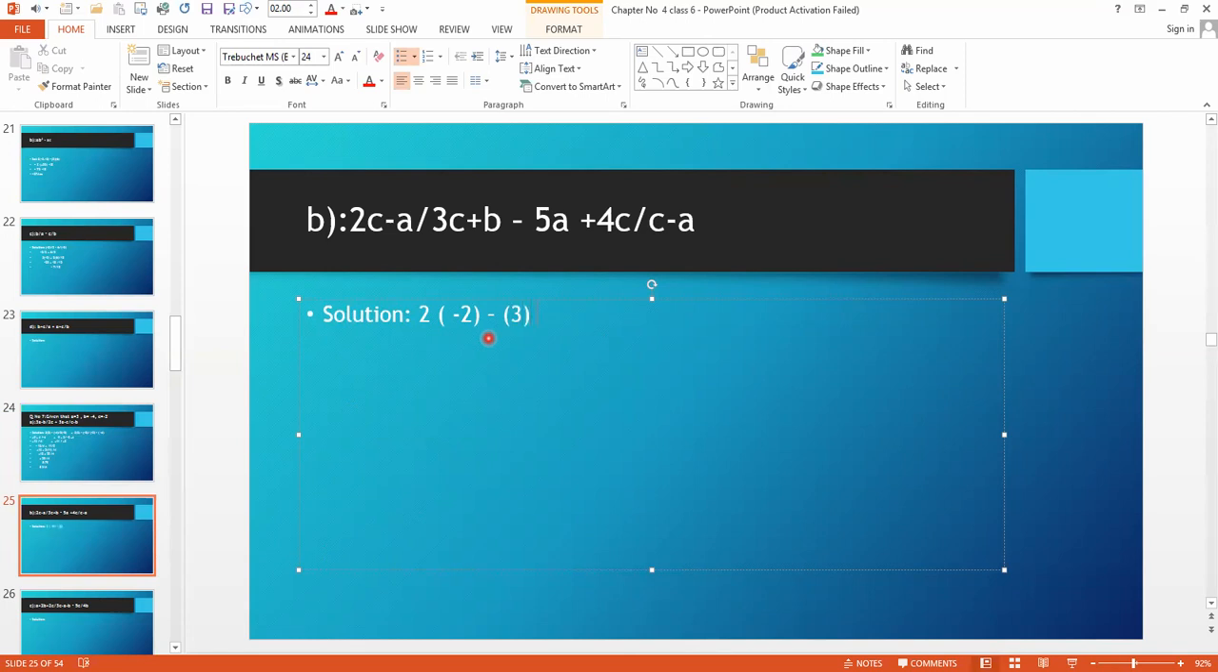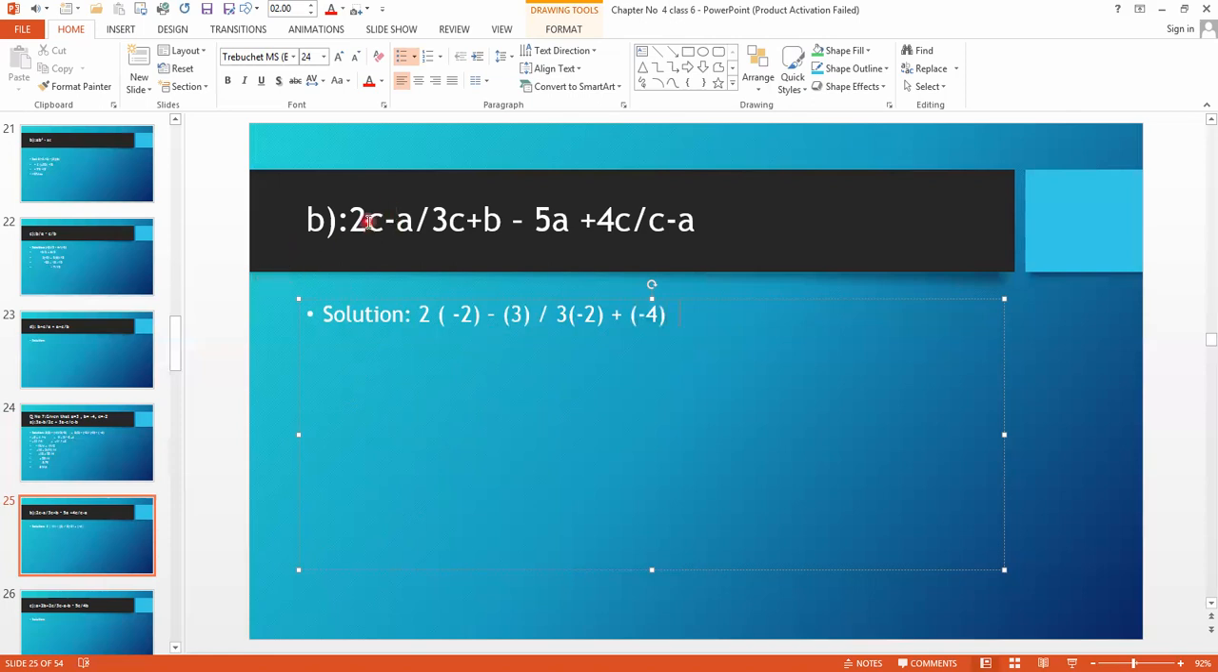Okay. And it is divisible by 3C plus B. So I have to write it here. 3 in a bracket. I have to put the value of C. And the value of C, I already told you, is minus 2. Okay. 3C plus B plus. And here I have to put the value of B. And the value of B is equal to minus 4. So I have to put it here, minus 4.